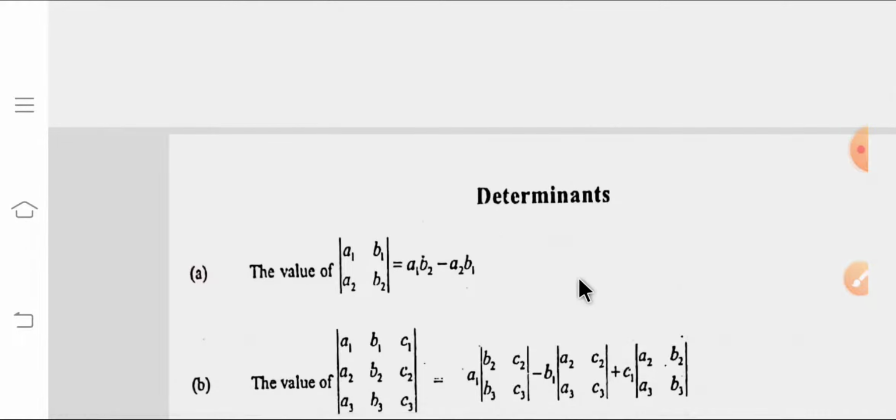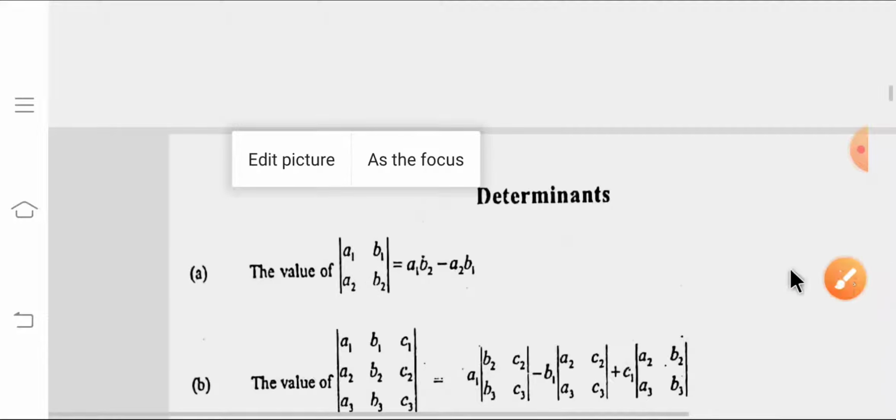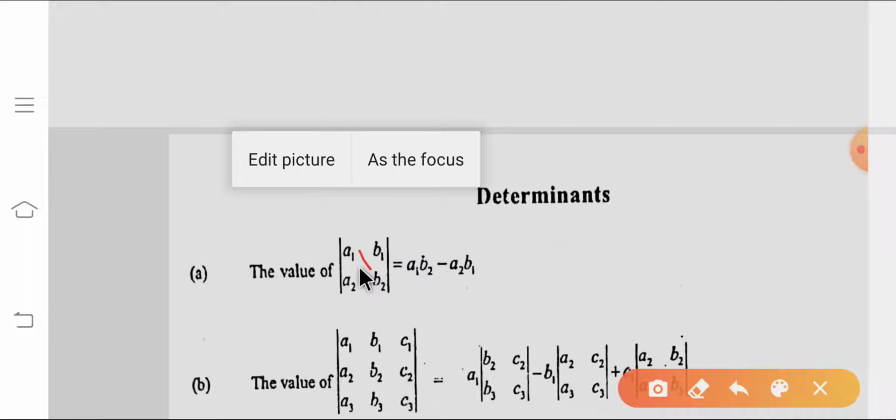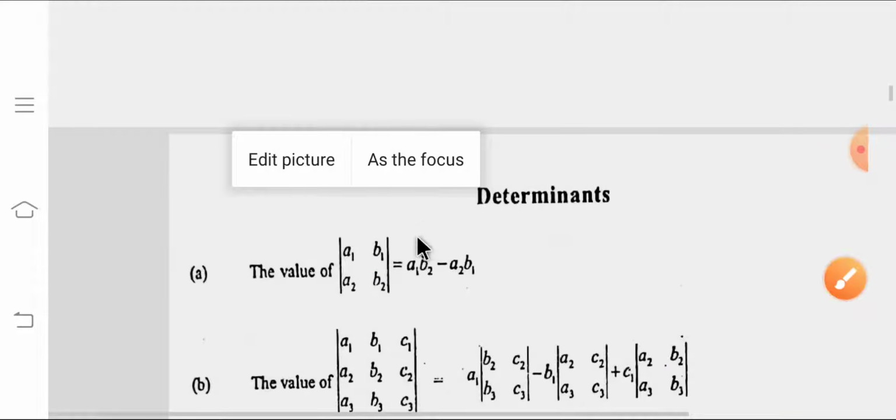Next, determinants. You have already studied determinants. So what is a determinant? A determinant is nothing but a square matrix whose real number value exists. Suppose the value of the determinant with rows A1 B1 and A2 B2 is, we cross multiply, that is A1 B2 minus A2 B1. This is the expansion of a determinant of order 2.